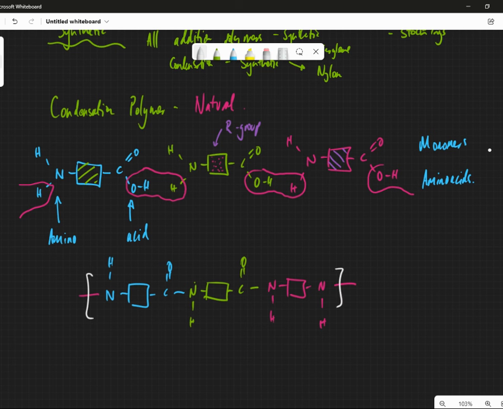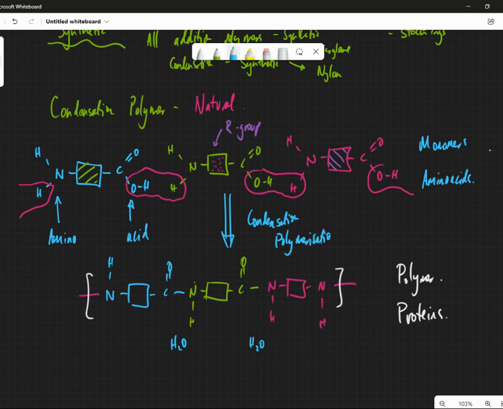And there we have it: when amino acids come together, they form the polymer. And as Misha has quite rightly said, polymers like this are known as proteins. As they come together, you get an H2O given off each time. This direction is known as condensation polymerization. We start off with amino acids and we get proteins.